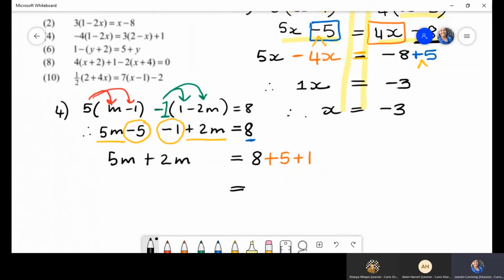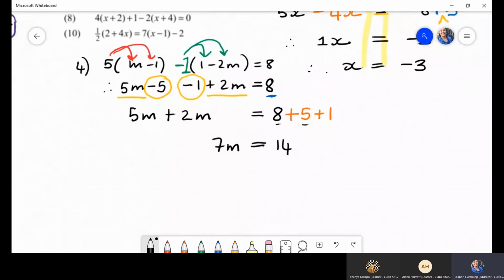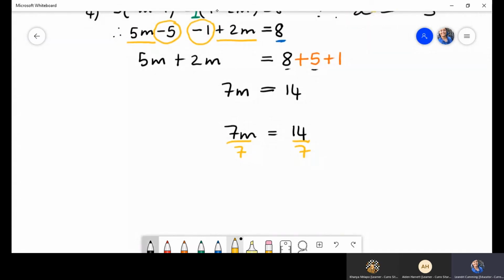Now I have 5m plus 2m is 7m. Great. And then I do my arithmetic. 8 plus 5 is 13 plus 1 is 14. Right. I have not yet solved for m, so I need to go one step further. Let's undo 7 times m by division. So divide by 7 on the left-hand side, divide by 7 on the right-hand side, and I have m is equal to 2. Right, that one is done.